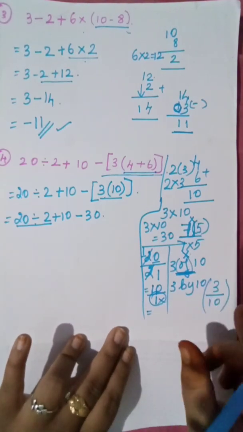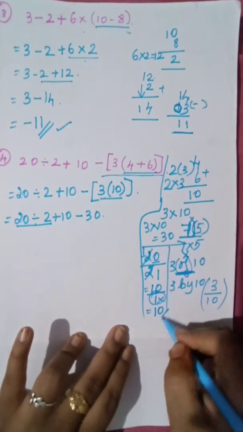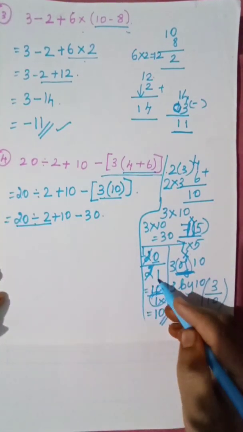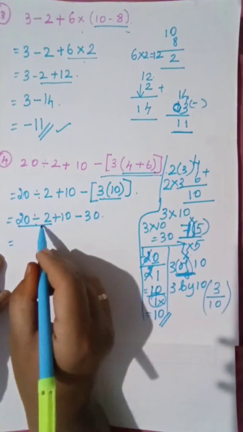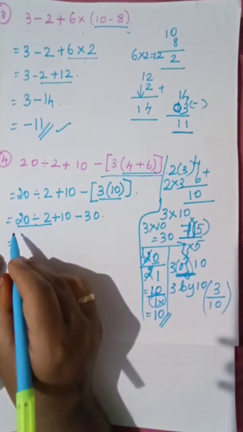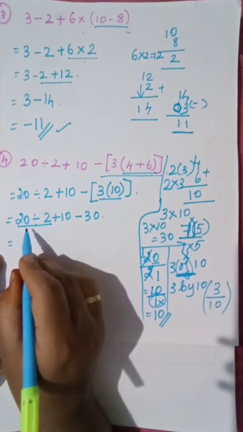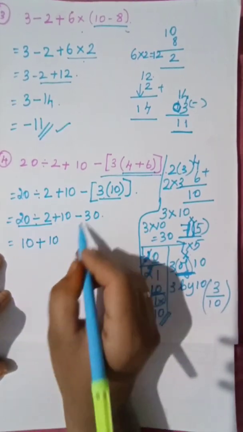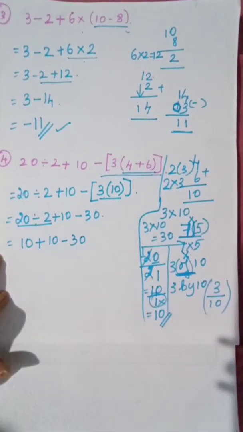You must write the numerator alone, that is 10. So our answer here is 20 divided by 2, that is 10. So you have to replace 20 divided by 2 with 10. So here it is 10, then plus 10, then minus 30.